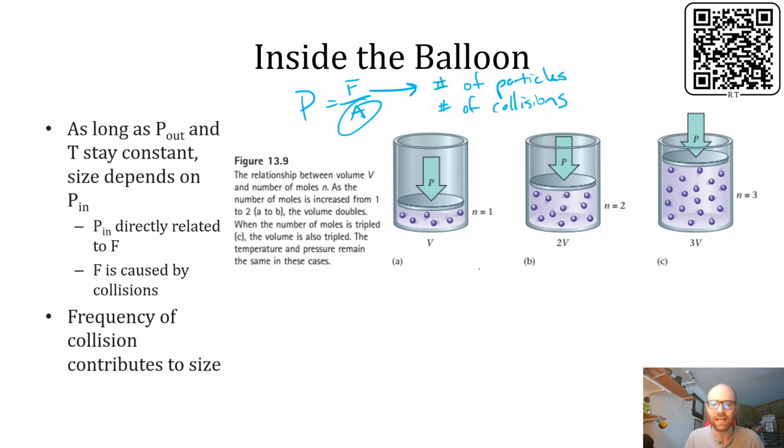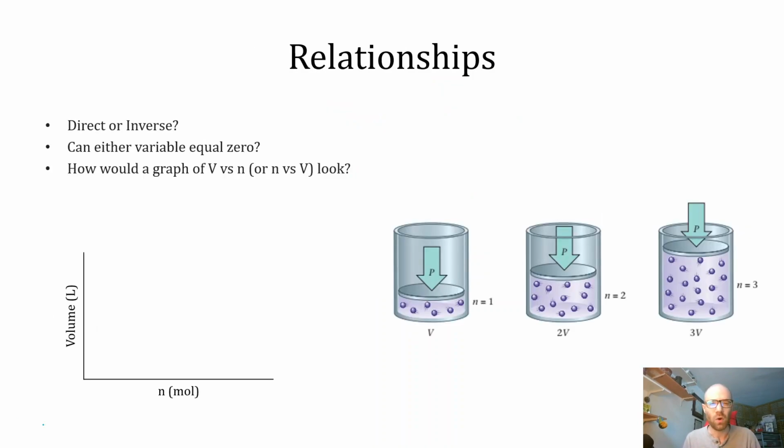Hopefully you can see that here, where we got a certain number of particles, and if we have twice as many particles and 3 times as many particles, the volume just goes up because as long as the temperature and the pressure are constant, the average spacing of the particles seems to be the same. And so if you've got more particles, you need more space. So hopefully it's clear enough to say that this is a direct relationship. The more particles, the more space.